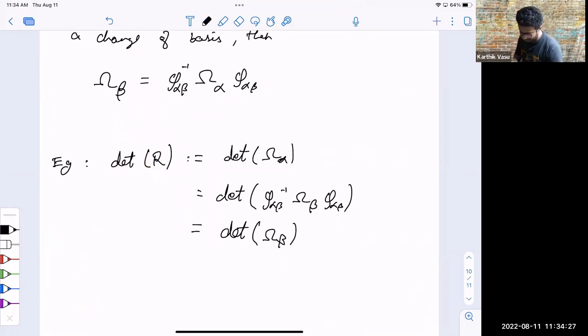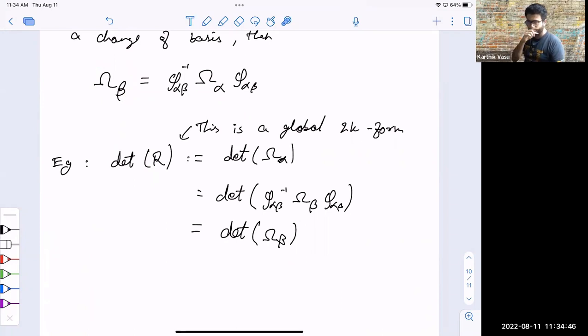It's actually a global 2k-form, because when you take the determinant of 2-forms, this is a k by k matrix, there'll be k multiplications. By multiplication of 2-forms, I just mean take the wedge product of those. So you'll get a 2k-form. So this is a globally defined, well-defined 2k-form.